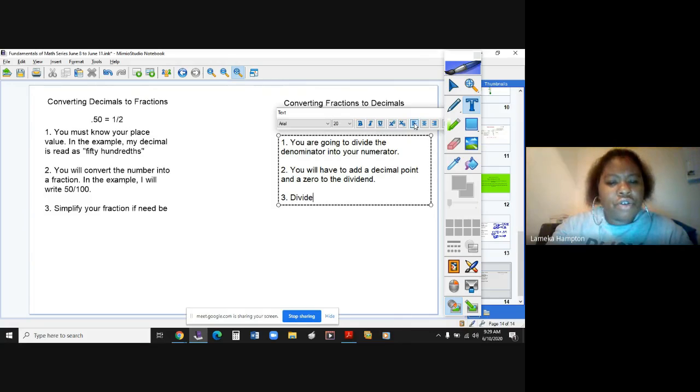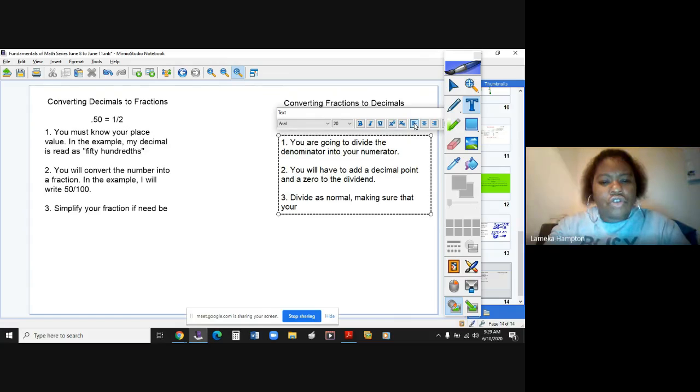Okay, so step 3, you're going to divide as normal. Making sure, now this is important, making sure that you align your decimal and your quotient.